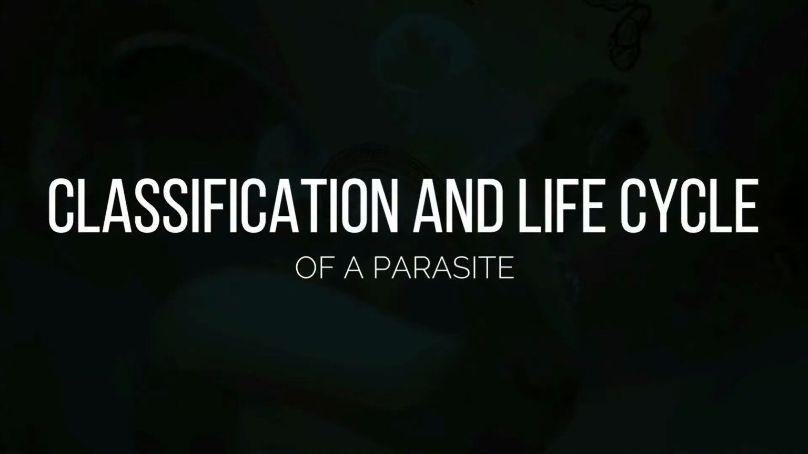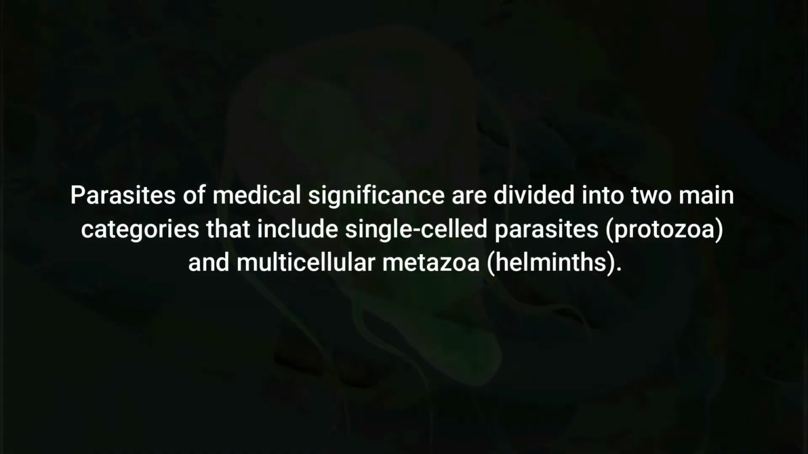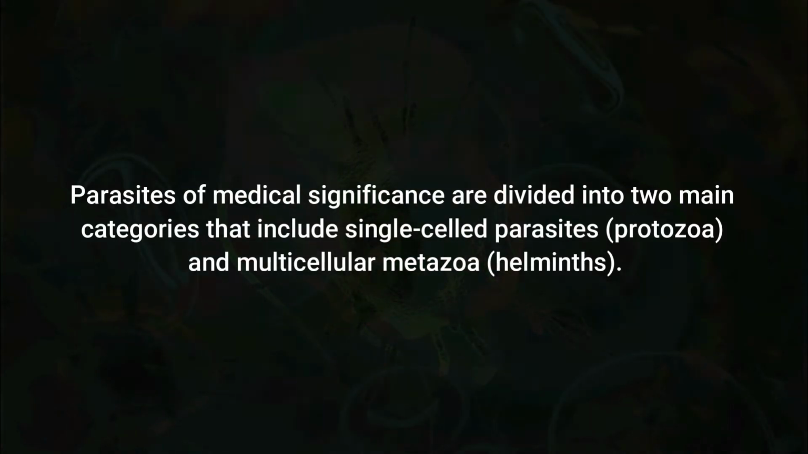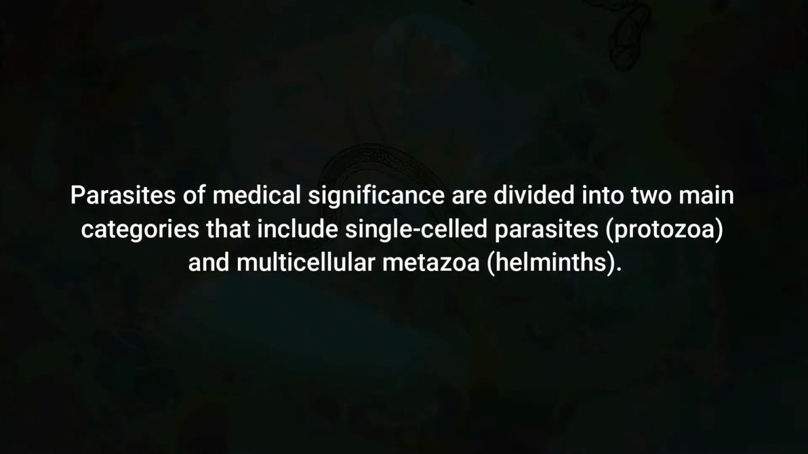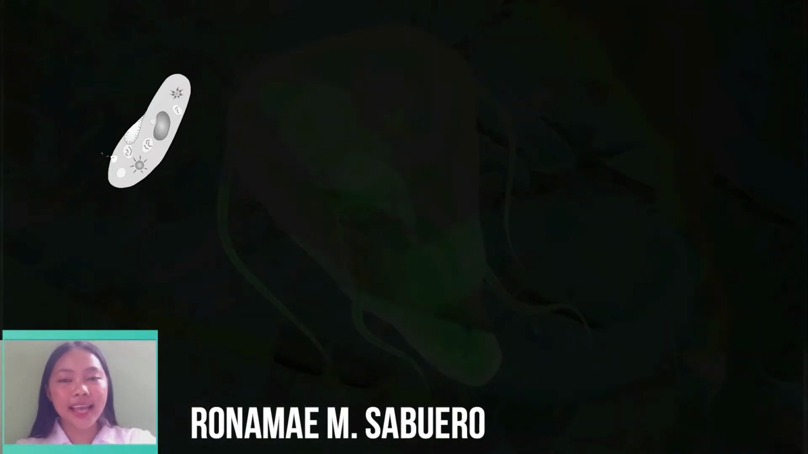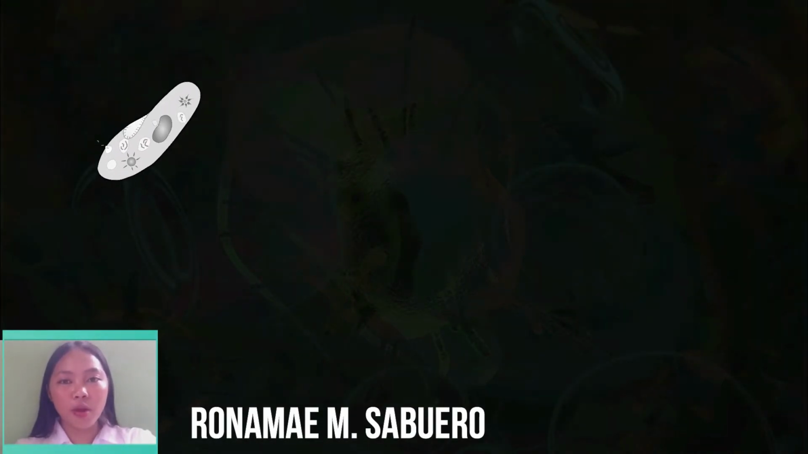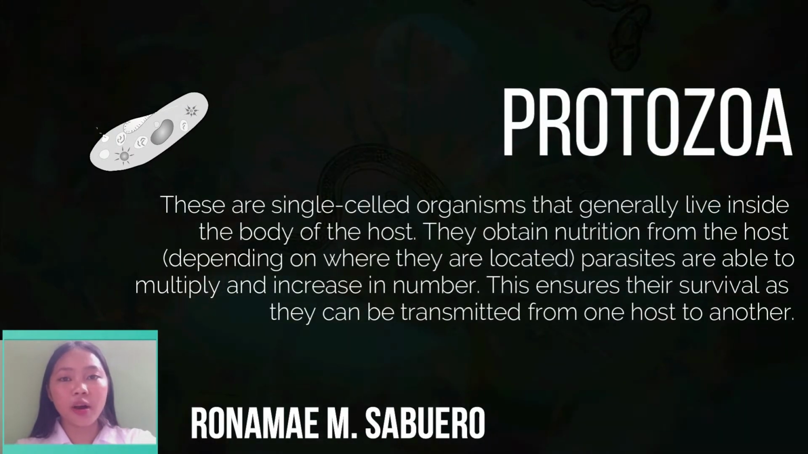Classification and life cycle of parasites. Parasites of medical significance are divided into two main categories: the single-celled parasites, or the protozoa, and the multicellular metazoa, or what we call the helminths. Protozoa parasites include malaria parasites, ciliates and flagellates, and also the amoeba. These are single-celled organisms that generally live inside the body of the host.